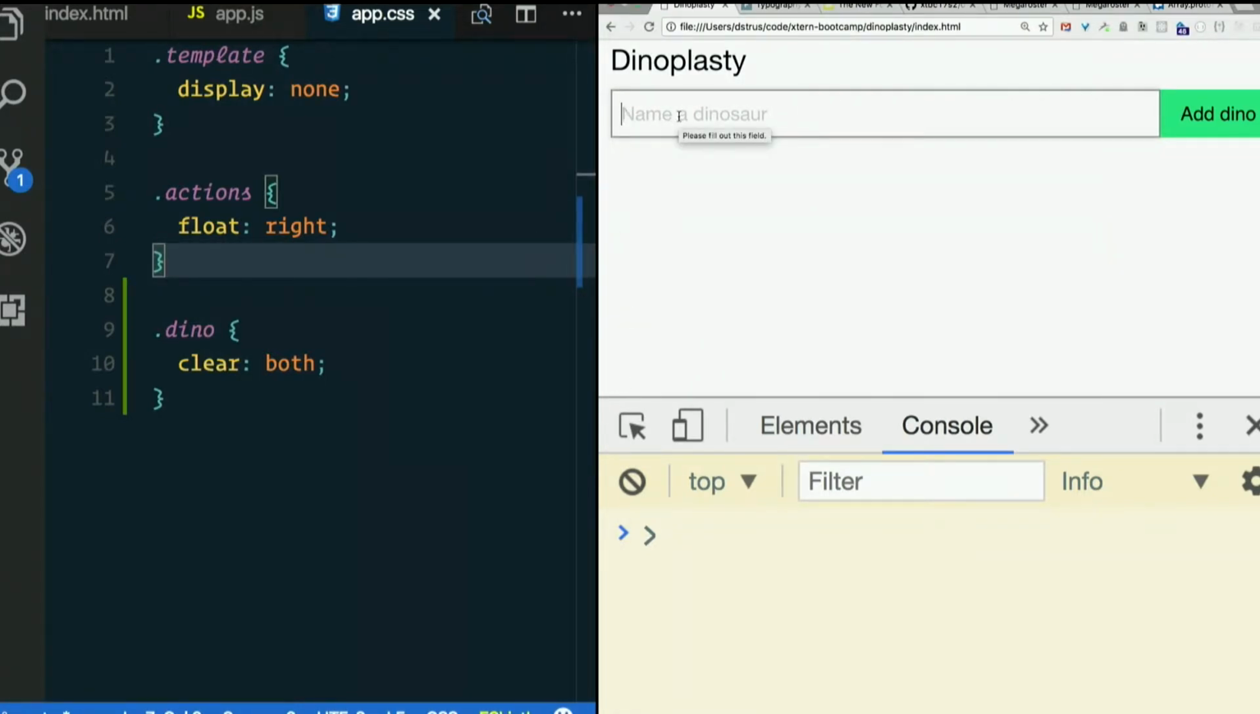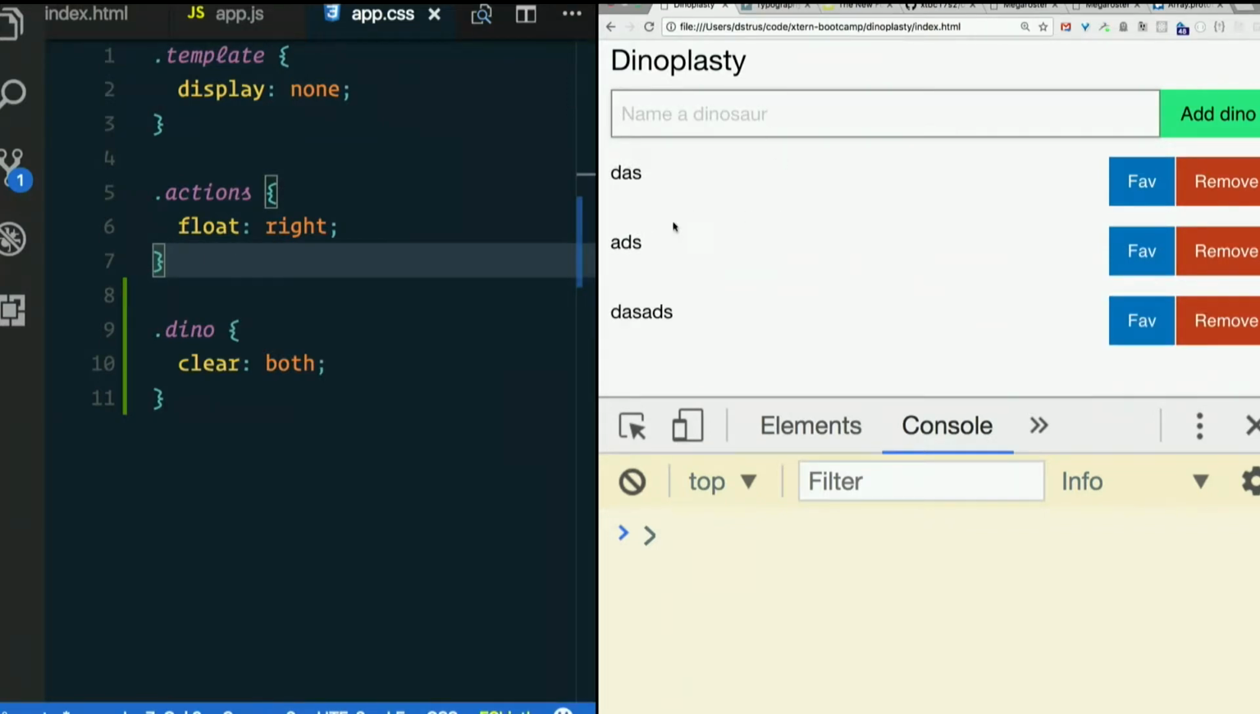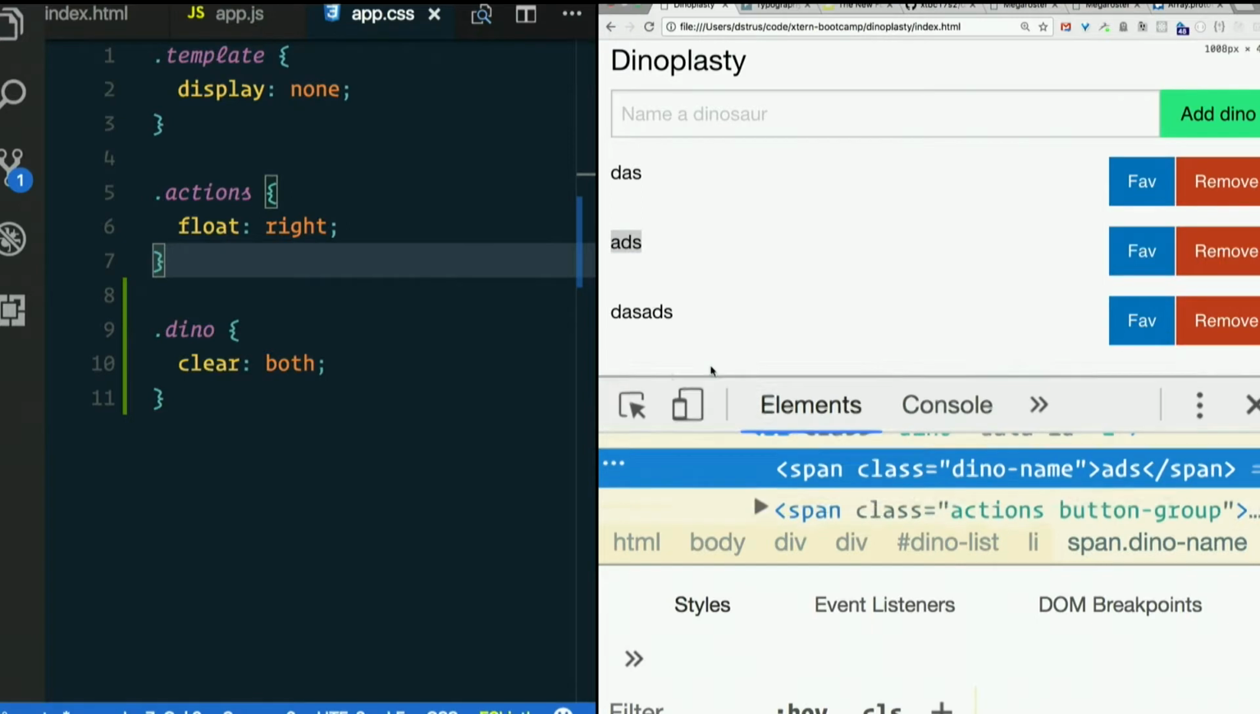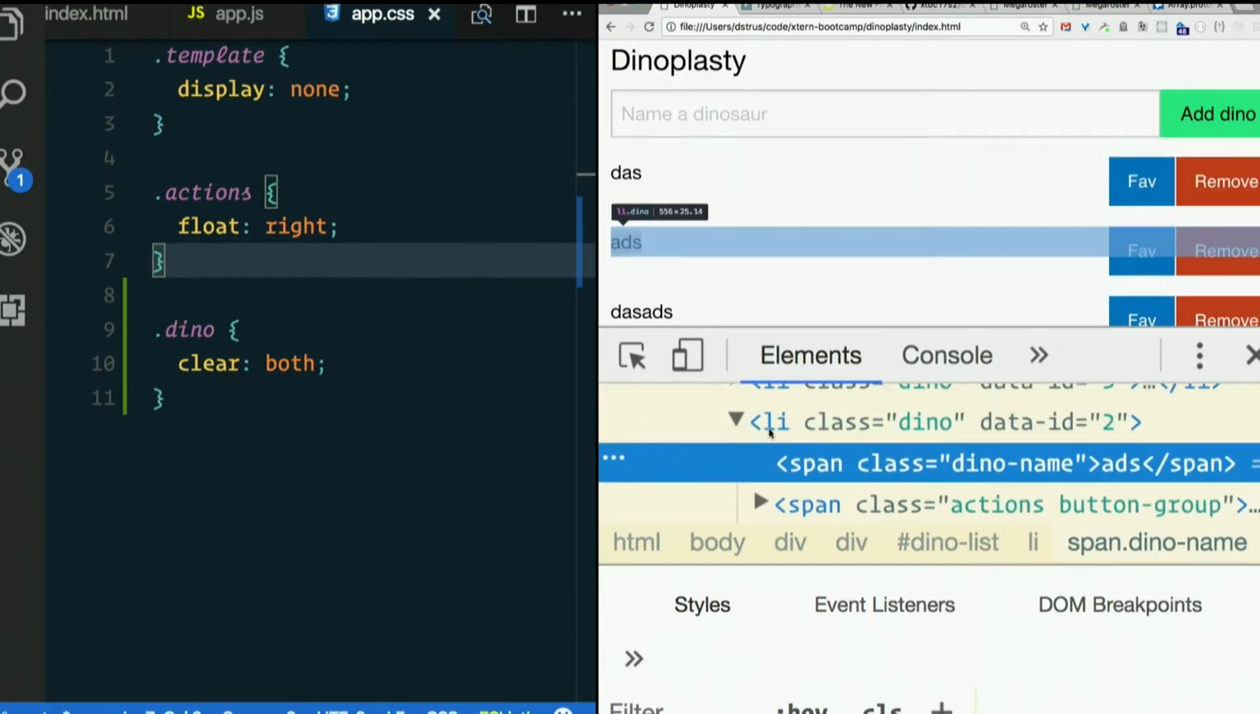Interesting thing about floats is they kind of don't count toward sizing things. So, we have an LI with this floated element in it. Let's look at this LI. Look how tall that LI is. The buttons don't fit, because once we float them, they don't count toward the height of that thing.